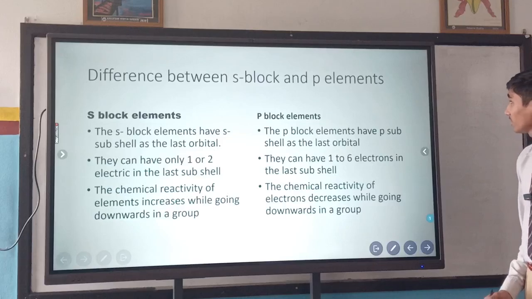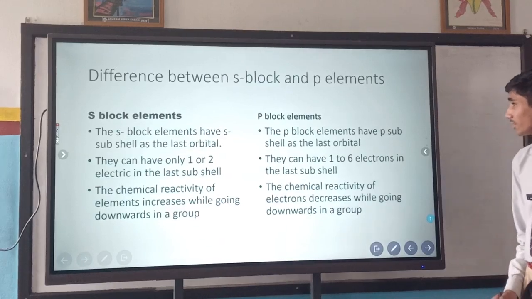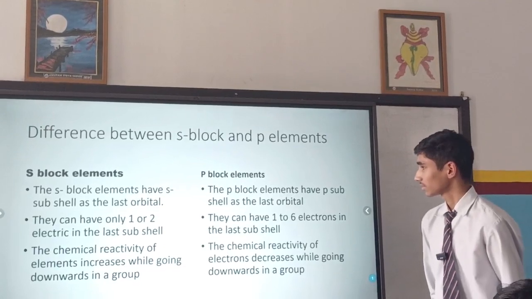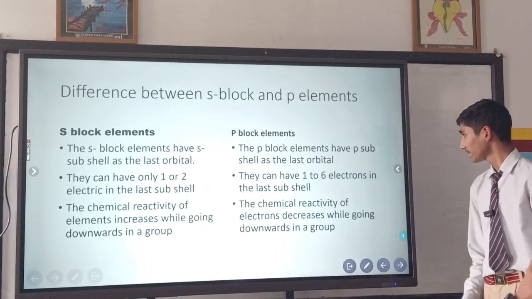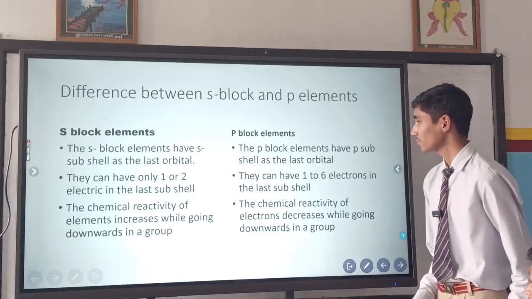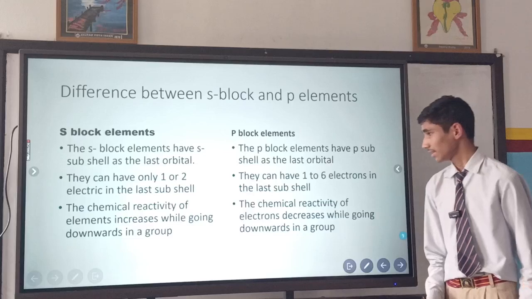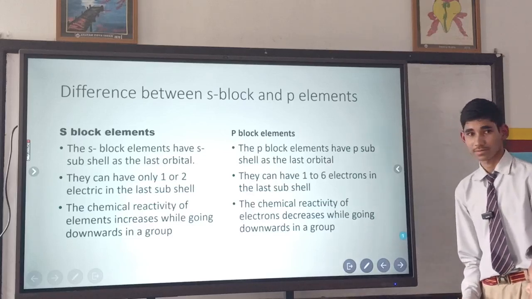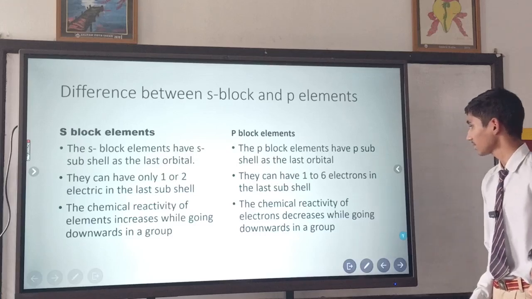Difference between S block and P block elements. The S block elements have the S subcell as the last orbital. The P block elements have the P subcell as the last orbital. S block elements can have only 1 or 2 electrons in the last subcell. P block elements can have 1 to 6 electrons in the last subcell.